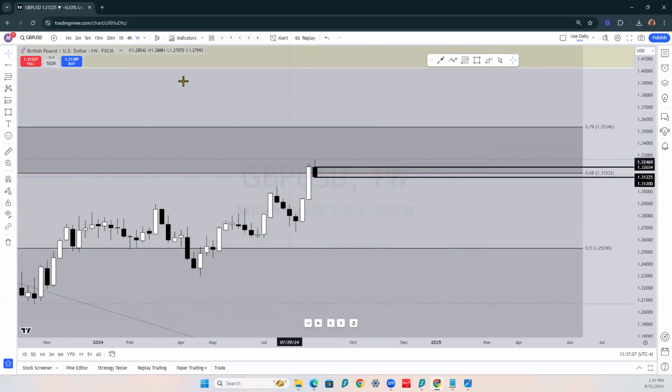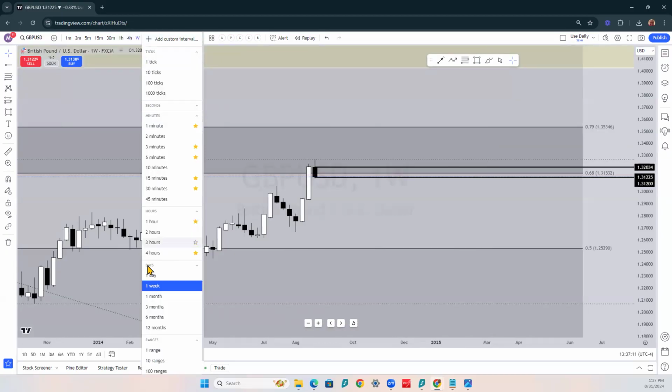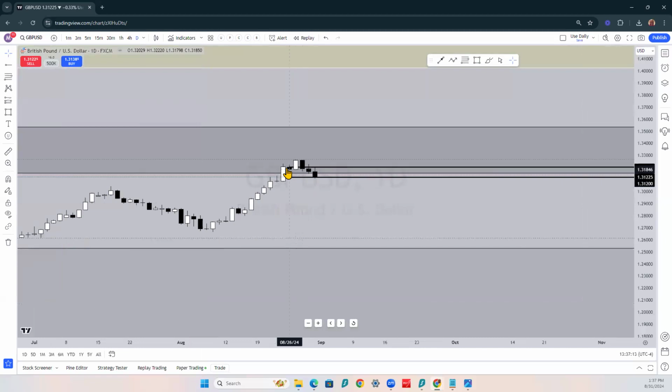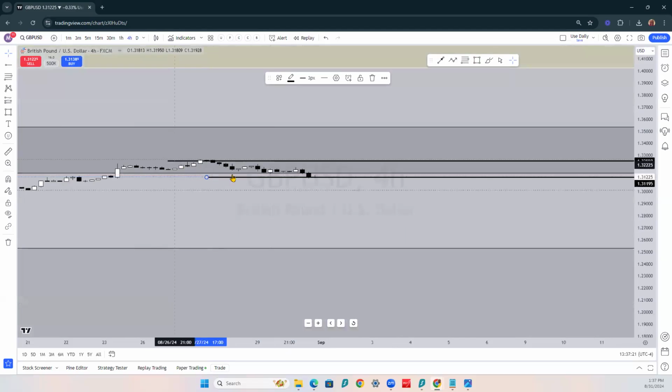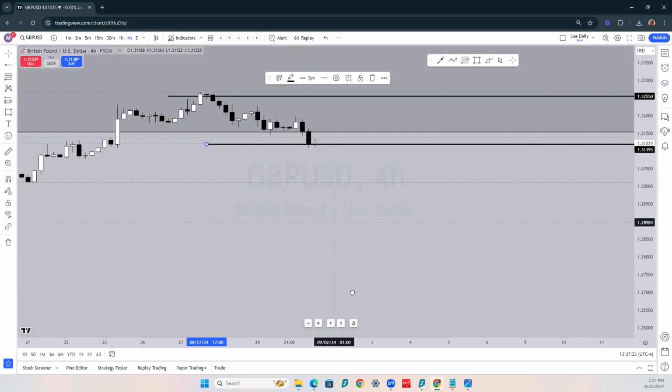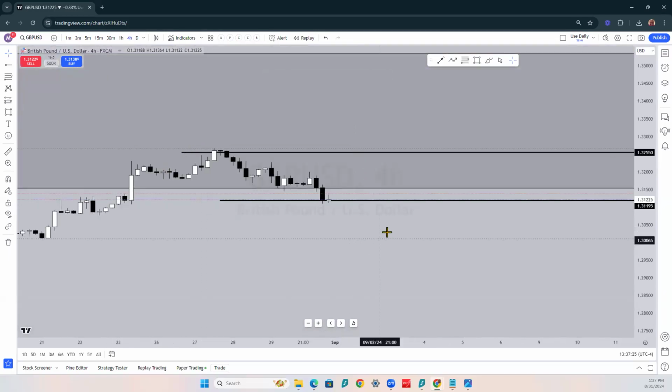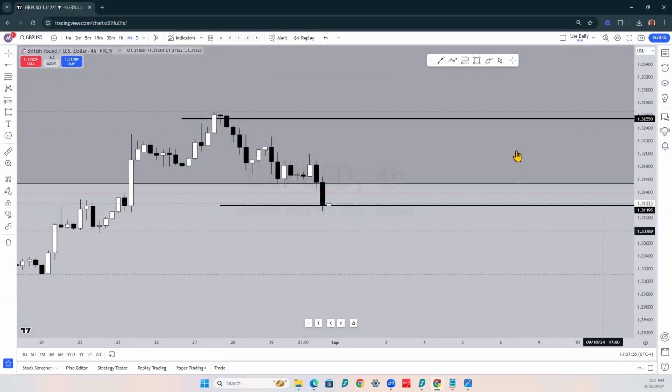We put our markers again on the weekly, then we go down to the daily and adjust everything. Go down to the 4 hour. As we can see, downtrend, right? And overall, the market's in a downtrend. So look at that.